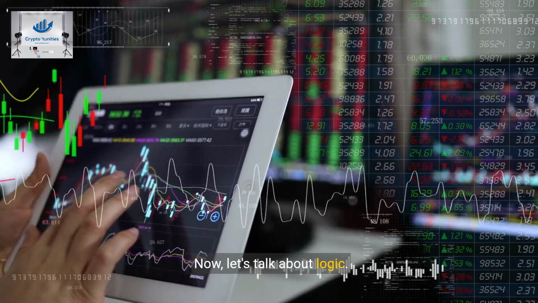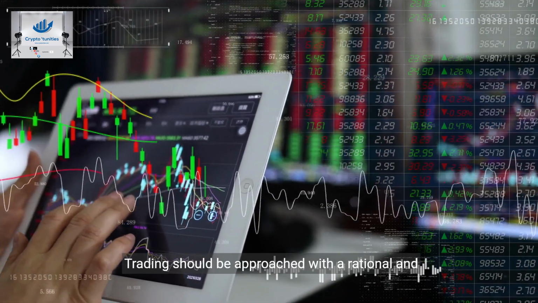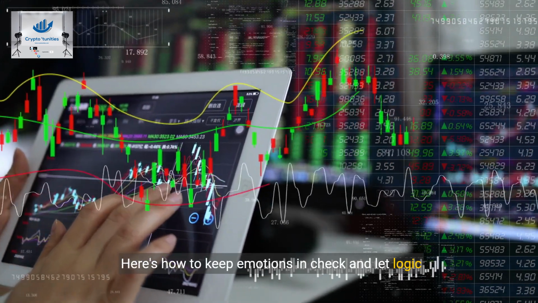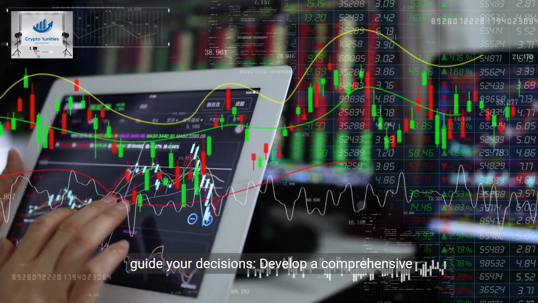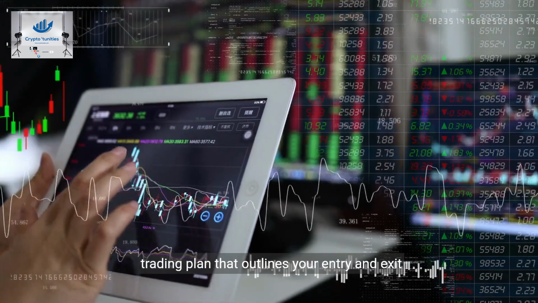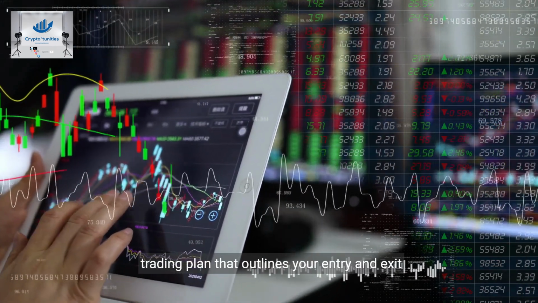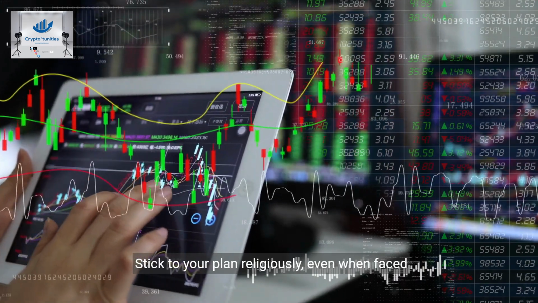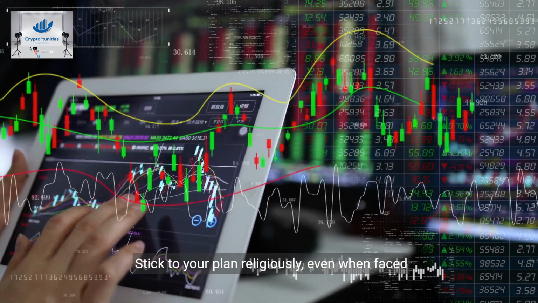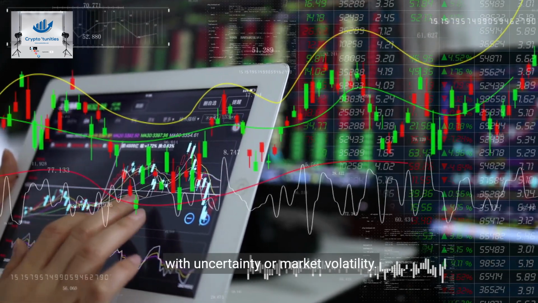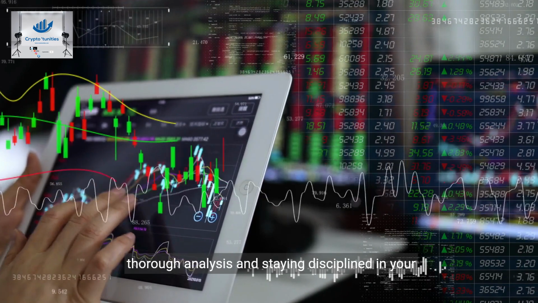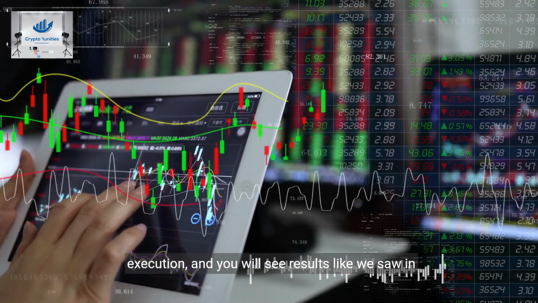Now let's talk about logic. Trading should be approached with a rational and systematic mindset. Here's how to keep emotions in check and let logic guide your decisions. Develop a comprehensive trading plan that outlines your entry and exit criteria, risk tolerance, and profit targets. Stick to your plan religiously, even when faced with uncertainty or market volatility. Avoid impulsive decision-making by conducting thorough analysis and staying disciplined in your execution.